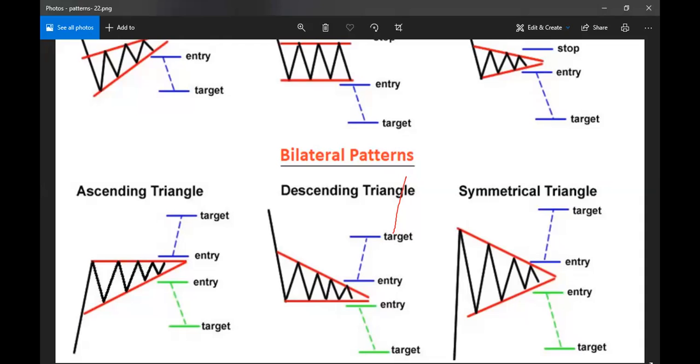So when you see them, this is your analysis. This is your entry. Whichever direction that it breaks, that is the direction that you will be trading. If it breaks up, you are trading up. If it breaks down, you're trading to the downside.